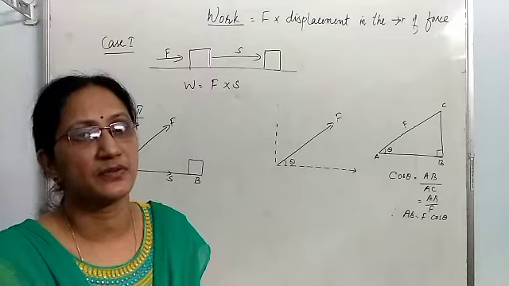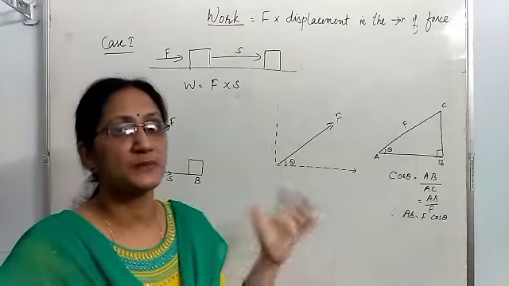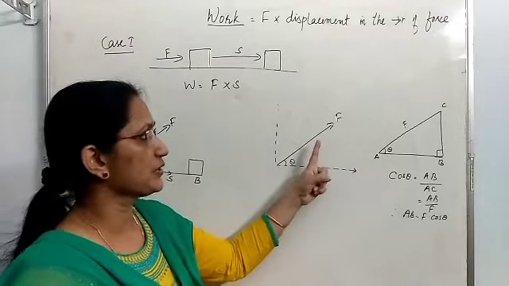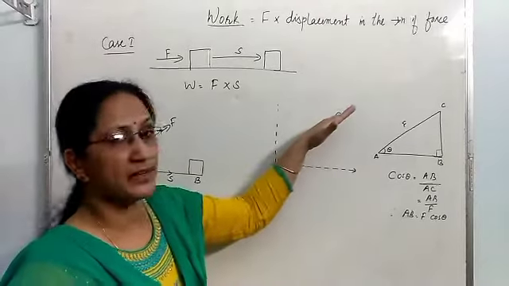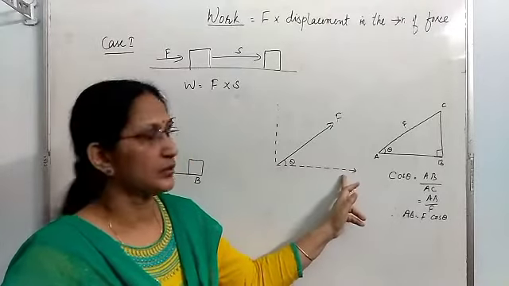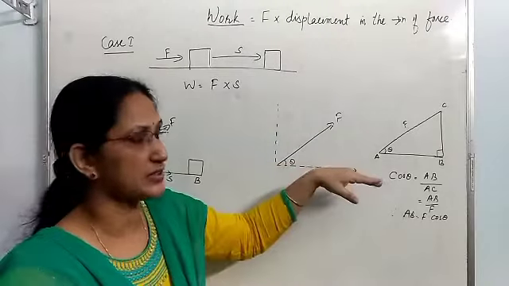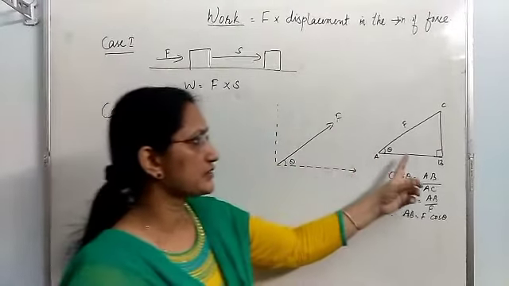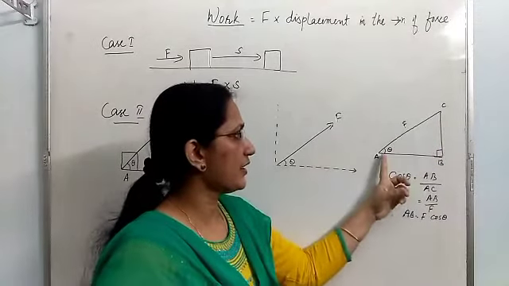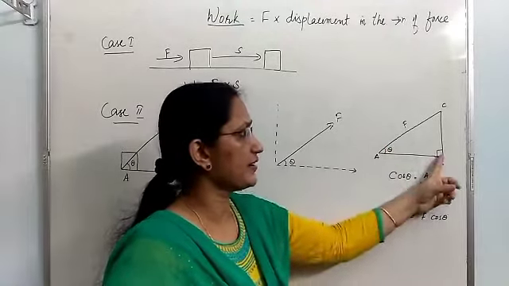That process we call vector resolution. This method tells how to split a vector, how to find out the component of a vector. Look at this diagram. F is a vector acting at an angle theta with the horizontal. Then how much force will act horizontally in this direction, we can find out. Look at this triangle. This force I have taken as the hypotenuse AC, and this is the horizontal AB, and theta is this angle, and this angle is a right angle.